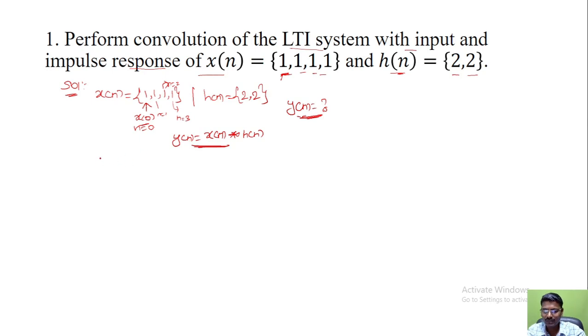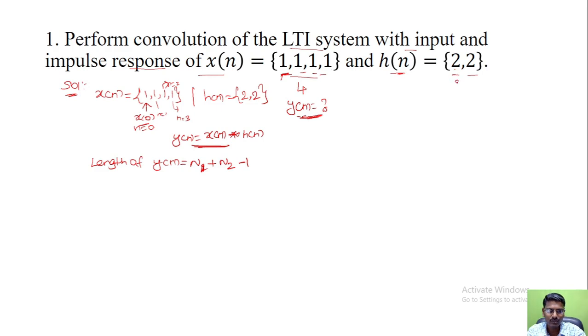So to solve this, first we need to find the length of y of n. We need to find the number of samples in y of n, in the output, right? For that we need to find the length of x of n and h of n. Now look at x of n. Here there are 1, 2, 3, 4. There are 4 samples, so the length of x of n is equal to 4, and look at h of n here: 2, 2.